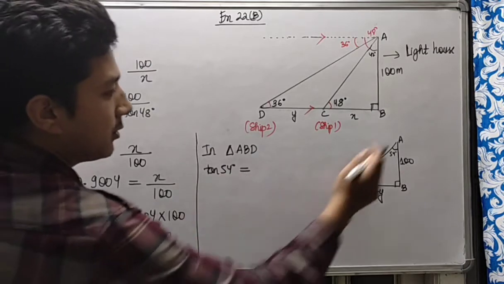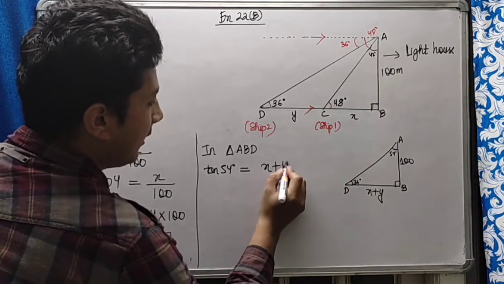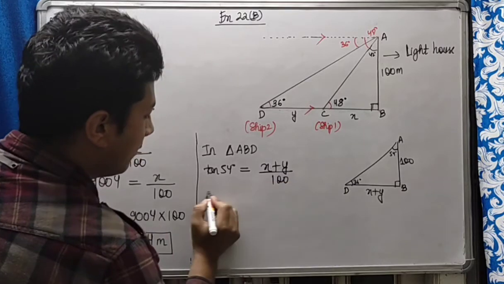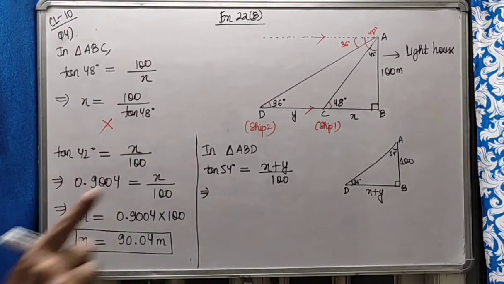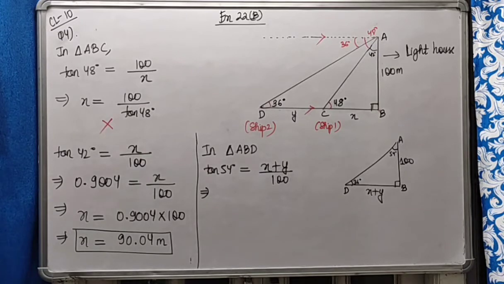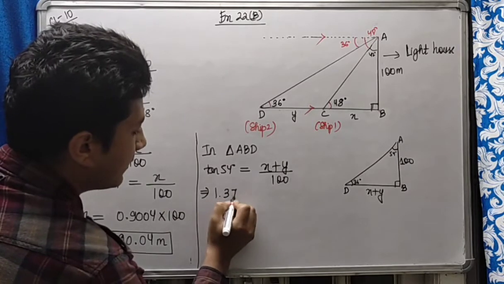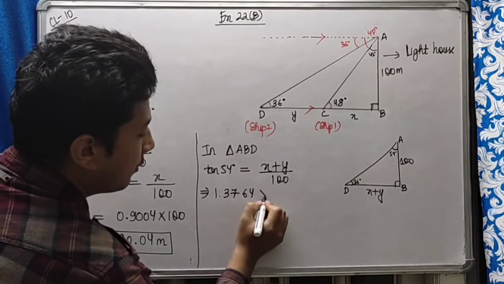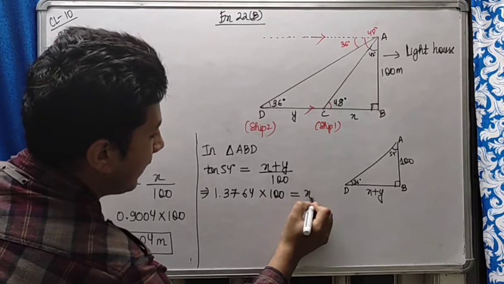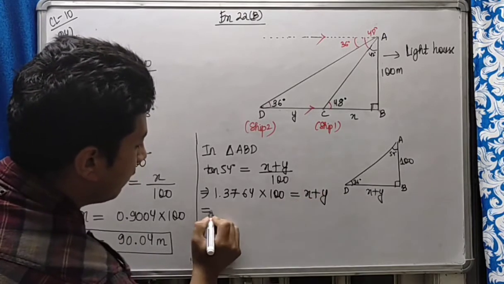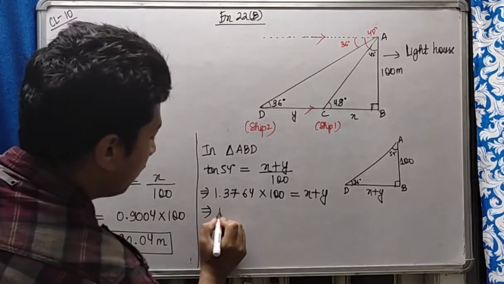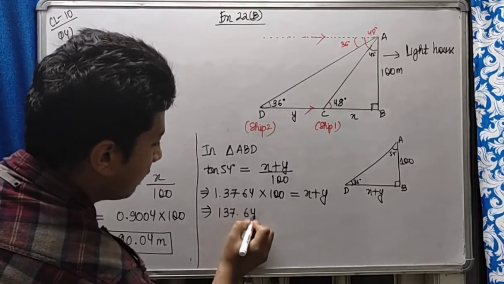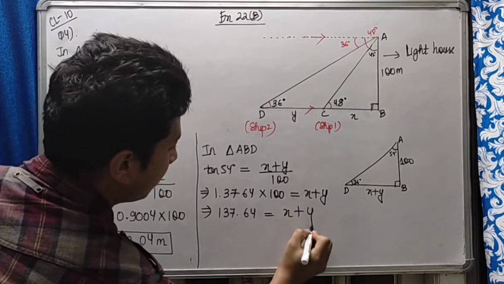So in this triangle, tan 54 is equal to (x plus y) divided by 100. Tan 54, please check, you'll be getting 1.3764, and into 100 is actually x plus y. So let's calculate. This will be 137.64, which is equal to x plus y.